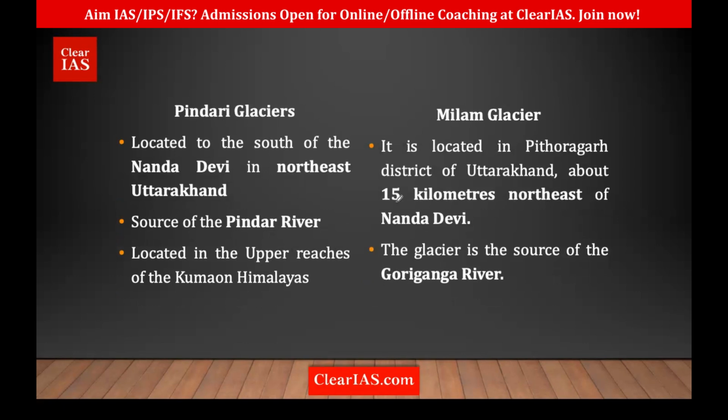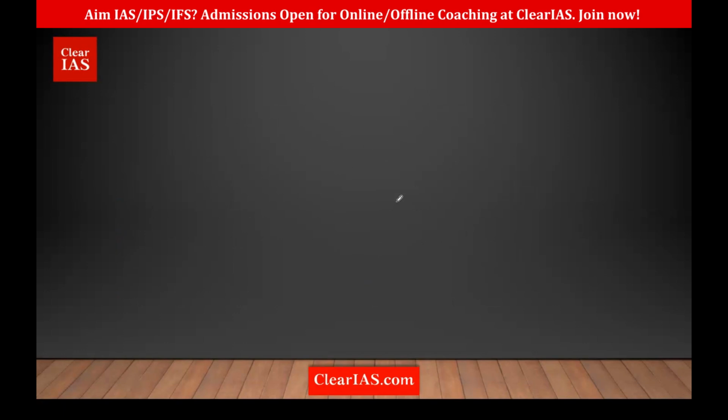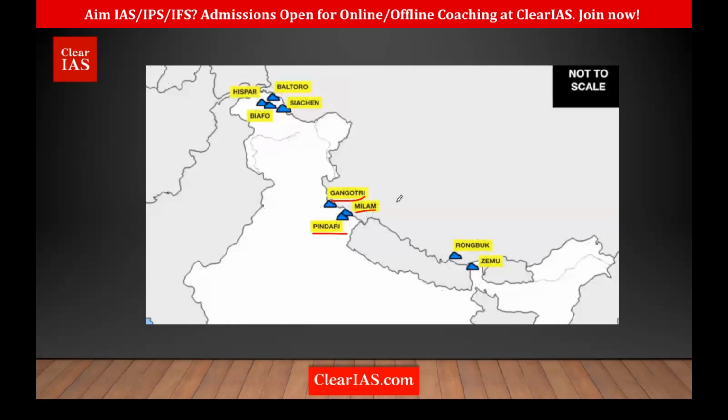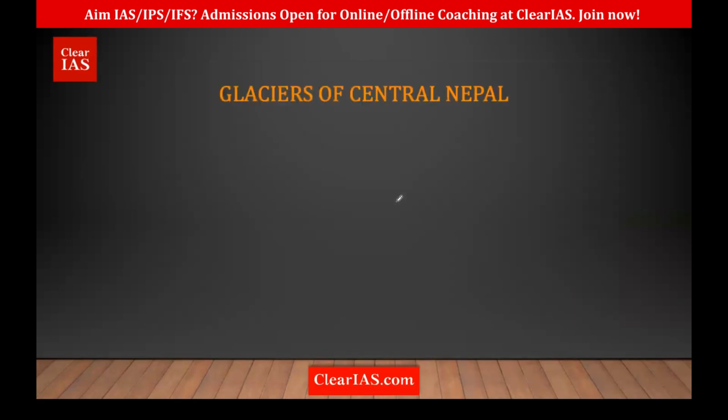And from Pindari glacier, the Pindari river is originating. From Milam glacier, the Gori Ganga river is originating. Okay. So we have Gangotri, Milam and Pindari. On top, we have Siachen, Hispar, Baltoro and Biafo. Okay. And then we have Gangotri, Milam and Pindari. Okay.